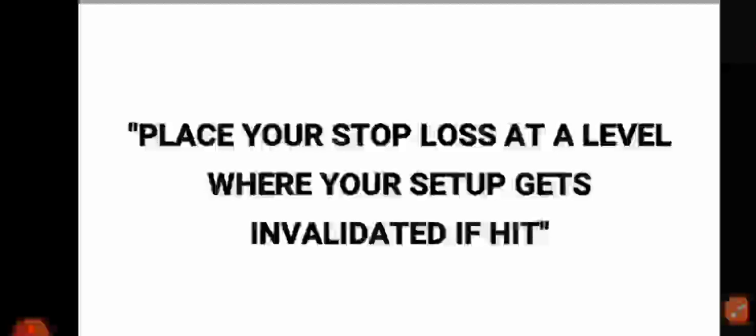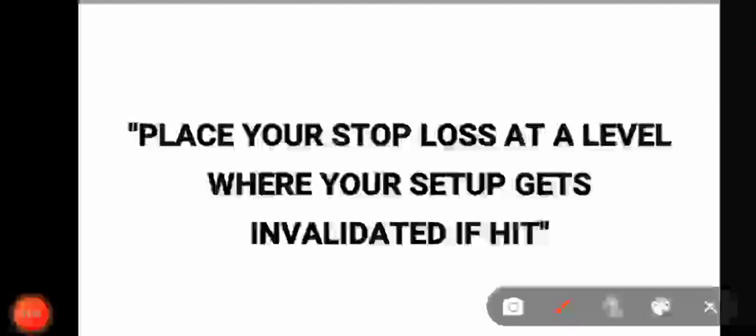So place your stop loss at a level where your setup gets invalidated if hit. I always tell myself this whenever I'm determining a stop level. Place your stop loss at a level where your setup gets invalidated if hit. That means if your stop loss gets triggered. So how do you know a level where the setup gets invalidated? That is the question to be answered now.